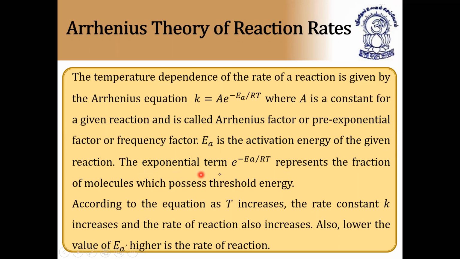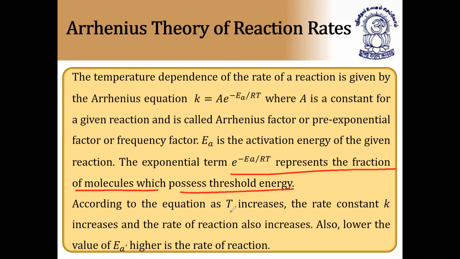The exponential term e power minus EA by RT represents the fraction of molecules which possess threshold energy. Underline this. This e power minus EA by RT is called the fraction of molecules which possess threshold energy. So the fraction of molecules which possess threshold energy is nothing but the exponential term.